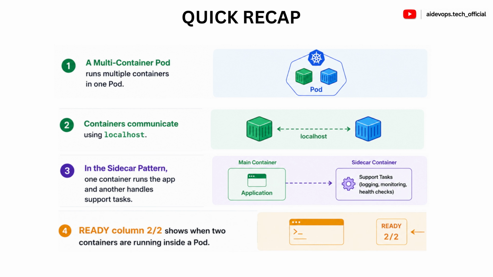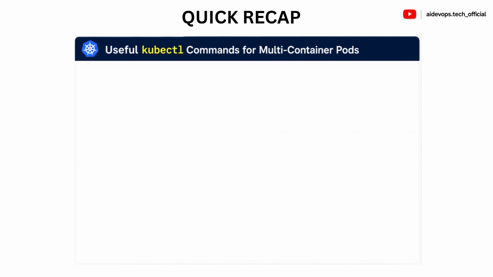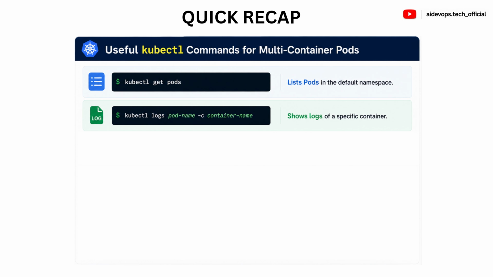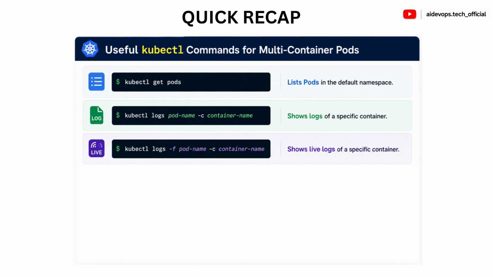Now let's see some of the useful commands that we can use for the multi-container pod. First, we have kubectl get pod. This command lists all the pods running in the default namespace. Second, kubectl logs pod name -c container name. This command shows logs of the specific container inside a pod. Third, kubectl logs -f pod name -c container name. This command displays the live streaming log of the specific container.